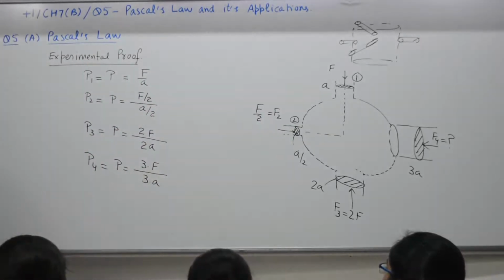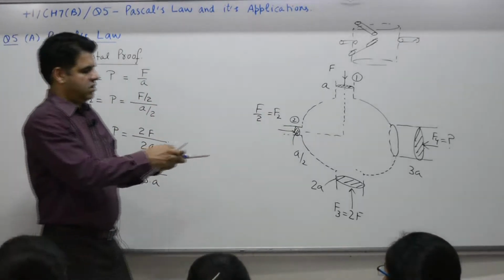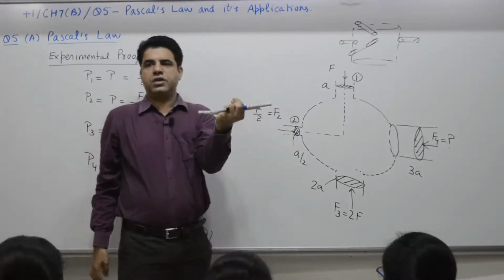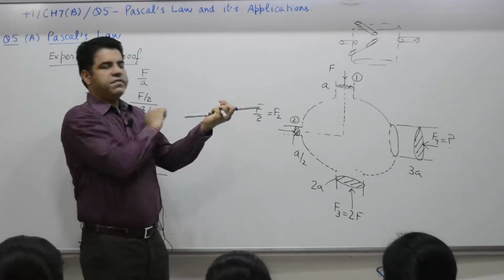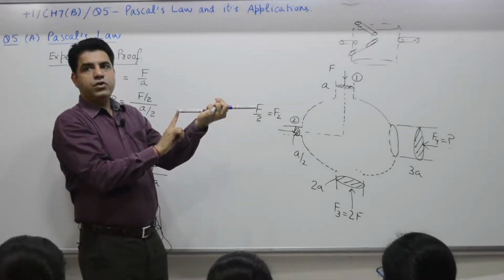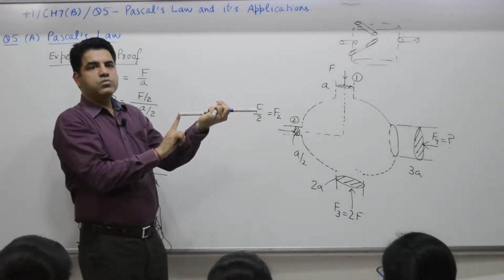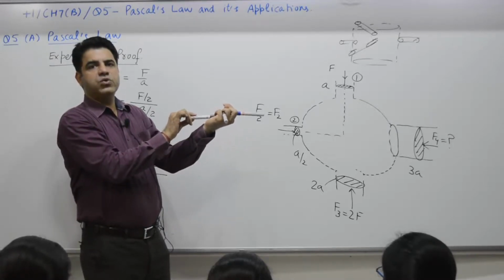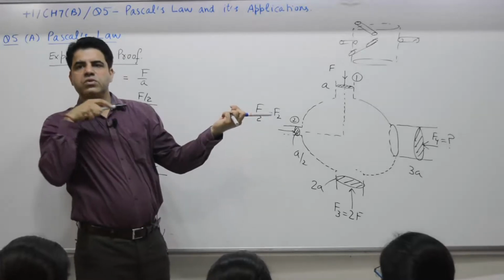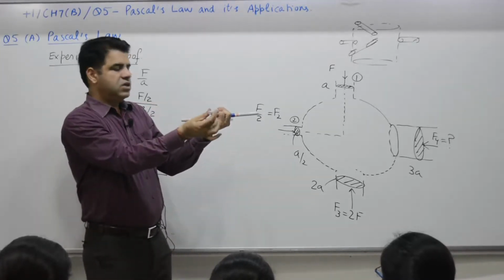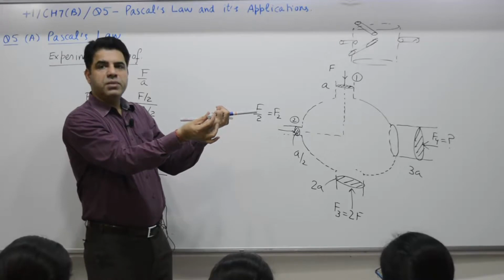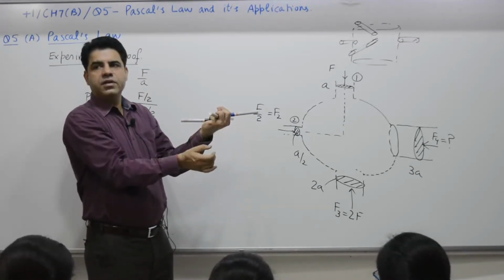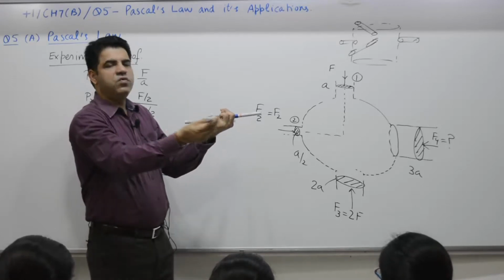So all these 4 pistons will remain in this position horizontally. This force is F. This is how much? F by 2. If you apply force more than F by 2, it will move in. If you apply force less than F by 2, liquid pressure is more, it will move out. This force is how much? 2F. Area is 2A. Pressure is F by A. If you apply force more than 2F, it will move in. If you apply force less than 2F, it will move out.